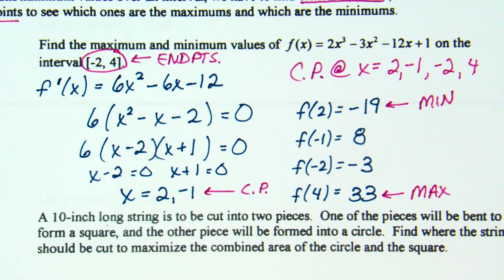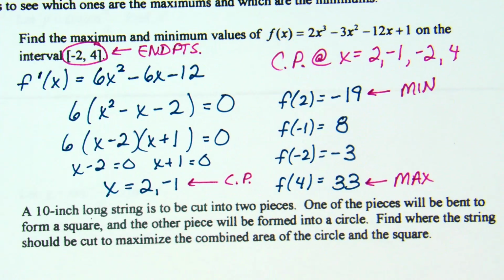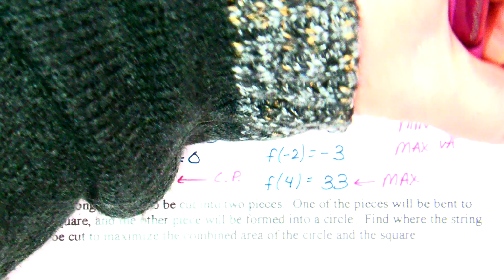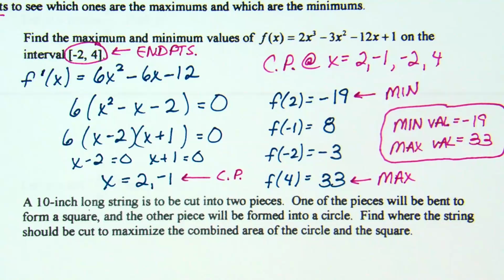Okay? So, was it important that we checked our endpoints? Yeah, because our max is at an endpoint, isn't it? The minimum wasn't, but our max was. So, minimum value, negative 19. Maximum value is 33. I do feel like that is something you see on AP. I think the first year I started trying some of the AP practice questions, that's something I would miss. I would forget about my endpoints. And so we have to remember to look at endpoints.